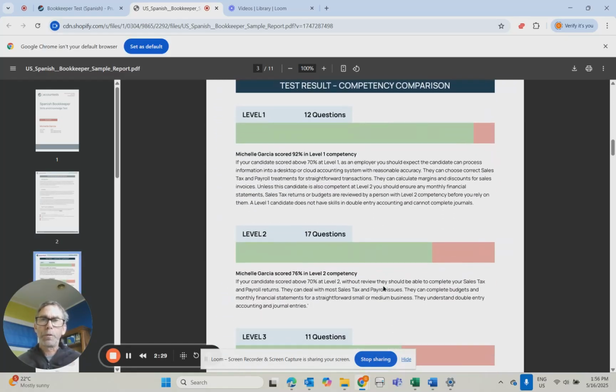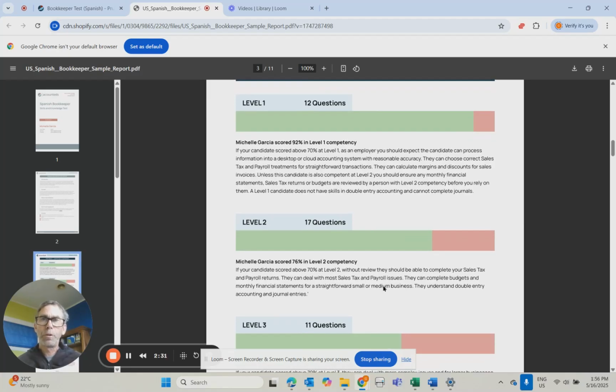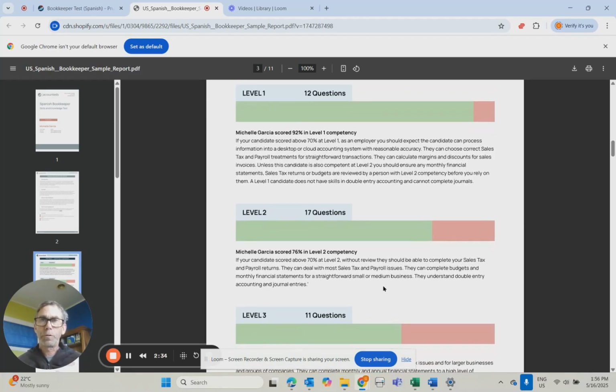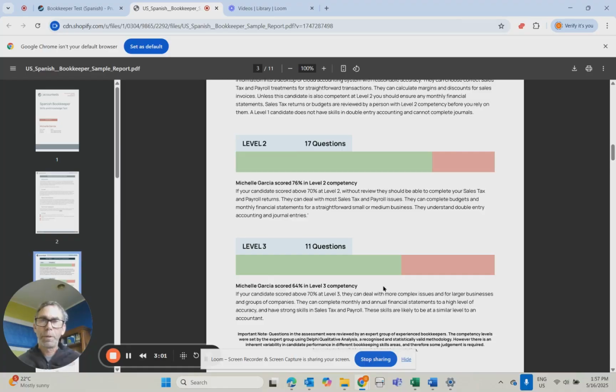So here's the bit with the different competency levels that we were talking about. You can see here levels 1, 2, and 3. Level 1 is like a processor. So really a basic bookkeeper can process information through the system, but doesn't understand entry accounting and won't spot things if they're wrong. So they're the level 1 questions. Level 2 is a full charge bookkeeper, and level 3 is a senior full charge bookkeeper.